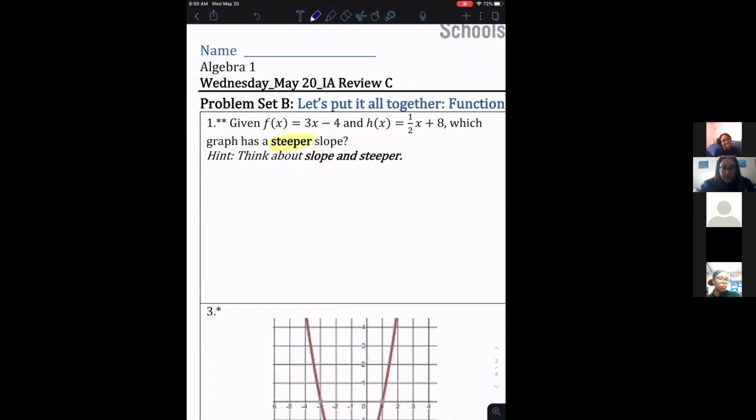Alrighty, let's go ahead and jump into number 1. This is a word we have not talked about in a while, but if I say steeper, what do you think I mean when I say steeper? Go ahead and start us off here, JB. Let's go, Jalen Baskerville. What do you think I'm looking for here? Go ahead, Jalen.